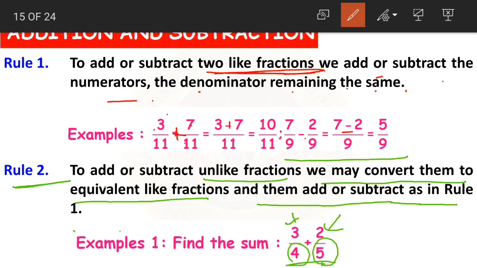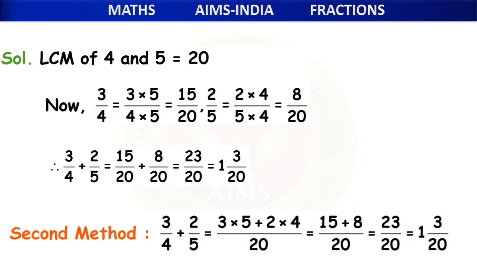Yes, clear students? Yes. Now what should we do? We've learnt how to convert unlike fractions into like fractions, right? Yes, so the same procedure is to be applied here. First we need to convert unlike fractions into equivalent like fractions and then add or subtract as in rule number 1, like we performed addition and subtraction on like fractions, right? So in the same way we add or subtract them as we do with like fractions. So the first step will be the conversion of unlike fractions into like fractions.